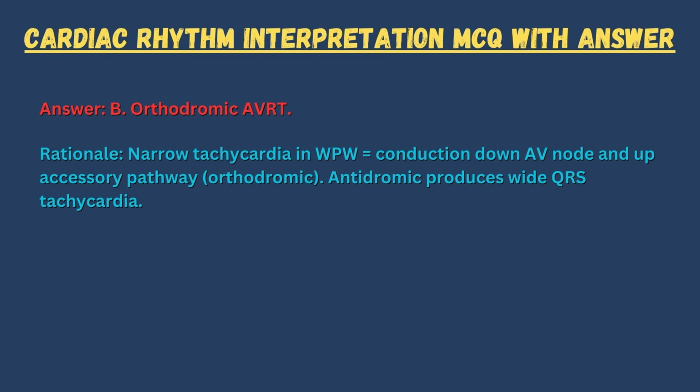Answer. B. Orthodromic AVRT. Rationale. Narrow tachycardia in WPW equals conduction down the AV node and up the accessory pathway, orthodromic. Antidromic produces a wide QRS tachycardia.